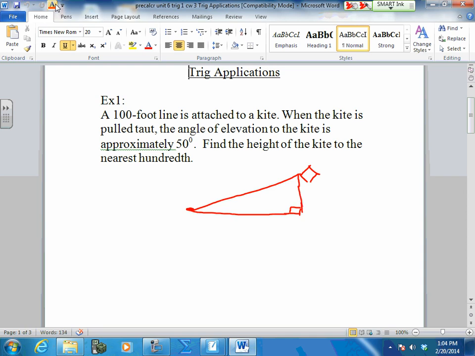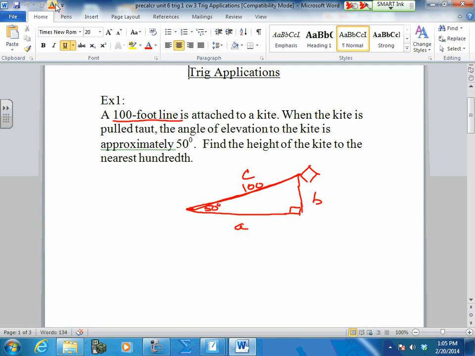So now, where does the 100 go? Let me label A, B, and C. Oh, the 100 is the hypotenuse. Isn't this the string that I'm holding to my kite? Yep. And it's a 100-foot line. Where does the 50 degrees go? Angle of elevation. Where you're standing. Where I am, right here.